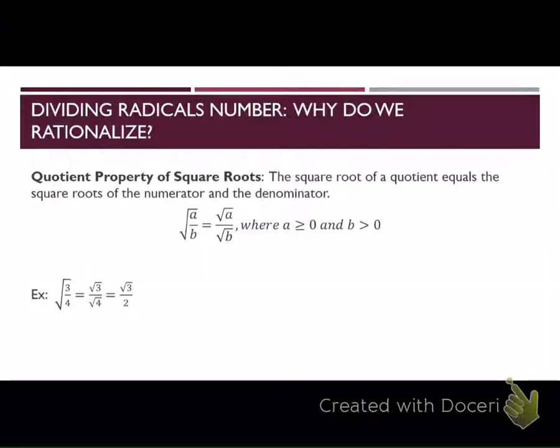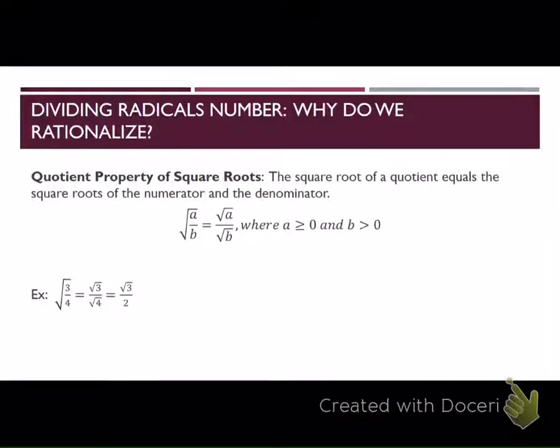So I'm on dividing radical numbers. Why do we rationalize? The quotient property of square roots: the square root of a quotient equals the square root of the numerator over the square root of the denominator. If you have the square root of a rational number, a fraction, all that means is you're taking the square root of the numerator and the square root of the denominator, as long as a is greater than or equal to 0, and b is greater than 0.